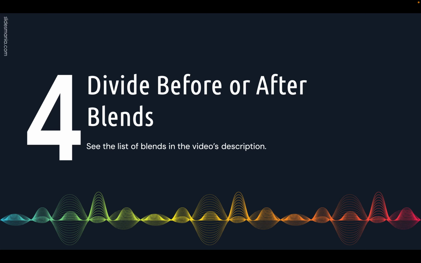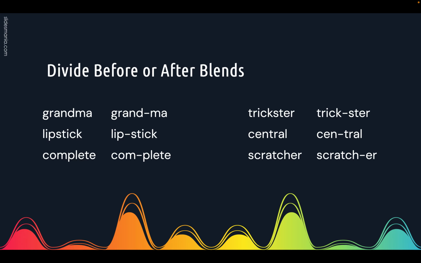Next, we are going to divide before or after blends. There's a list of blends in the video's description. So what are blends? Blends are groups of consonants that like to stay together. You could think of them as 2 friends that go everywhere together.